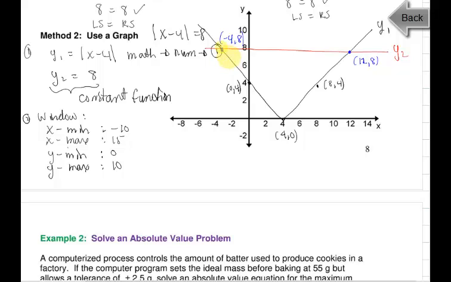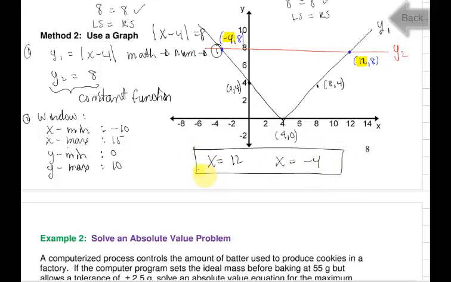Okay, and you remember how to find intersection points on your graphing calculator. You want to go to second trace, choose item 5, and then find your points of intersection. Okay, alright, so what are we interested in? We are interested in the x values of our points of intersection. Okay, and so then we can tell that x is equal to 12 and x is equal to -4.